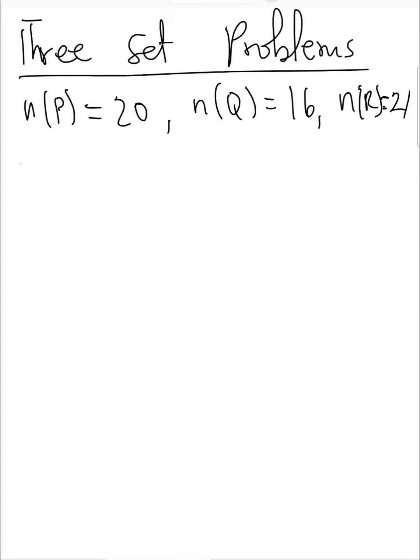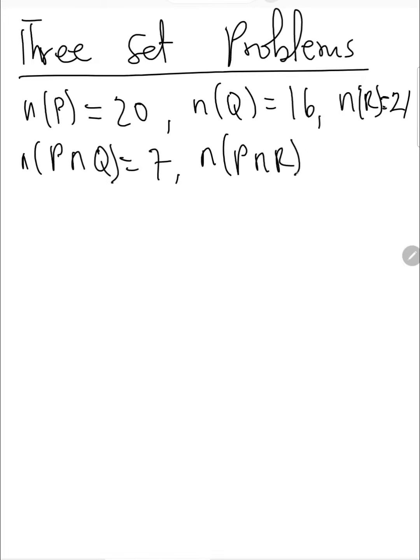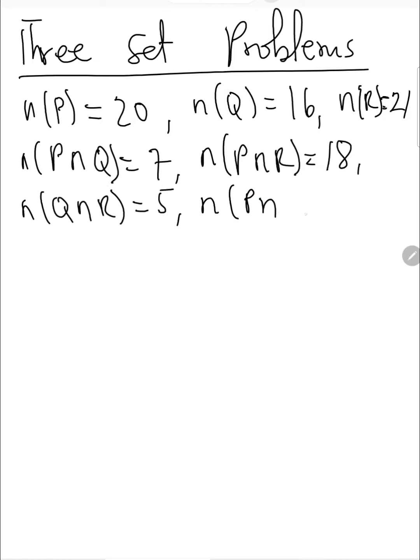Okay. And the number of P intersection Q is equal to 7. The number of P intersection R is equal to 18. And the number of Q intersection R is equal to 5. Also, the number of P intersection Q intersection R is equal to 3. Okay.